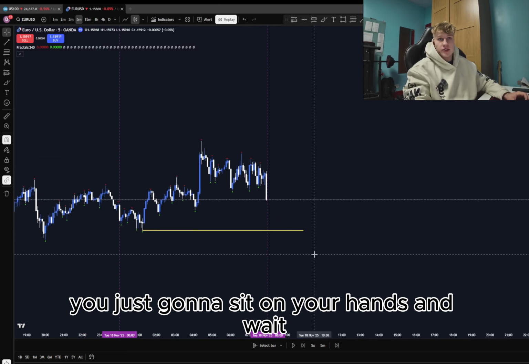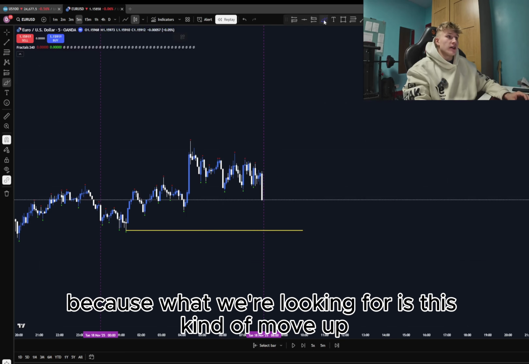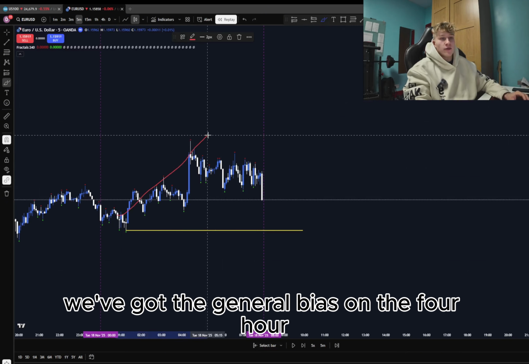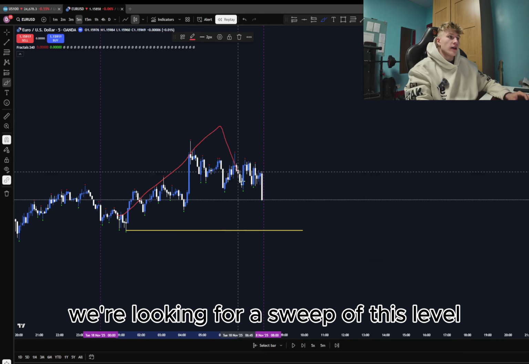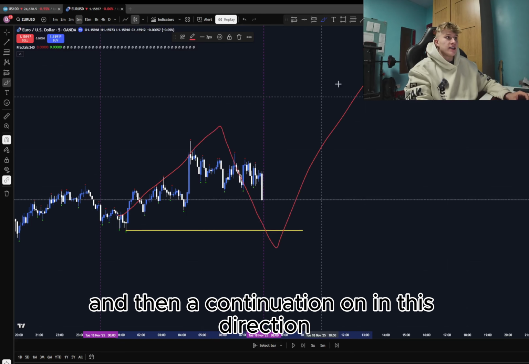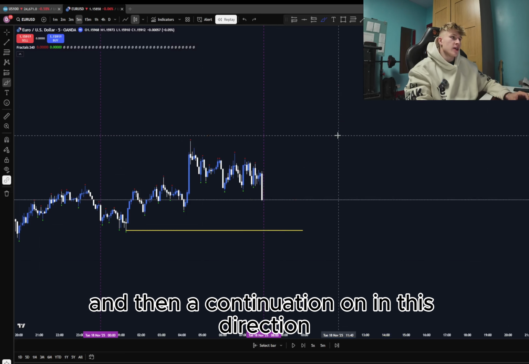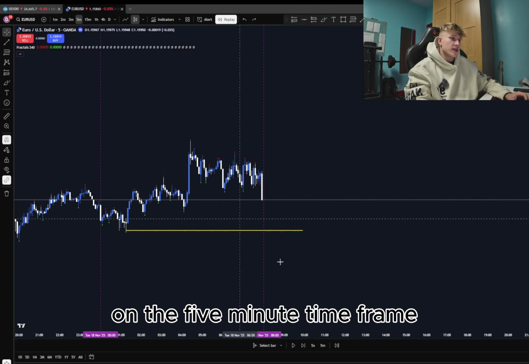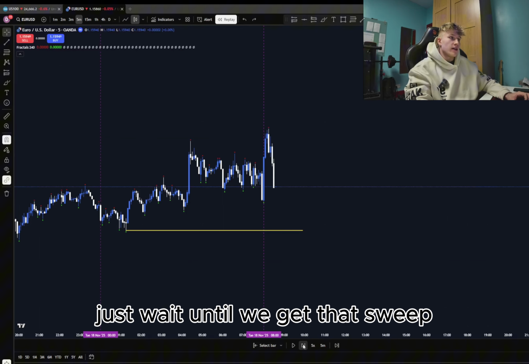Then we're just going to wait. You're just going to sit on your hands and wait, because what we're looking for is this kind of move up. We've got the general bias on the 4-hour. We're looking for a sweep of this level and then a continuation on in this direction. So we literally just need to wait on the 5-minute time frame. Just wait until we get that sweep.